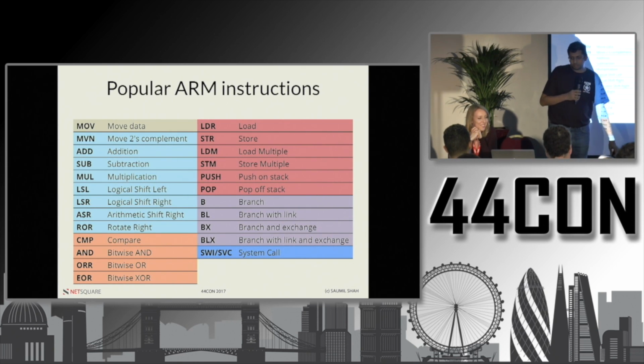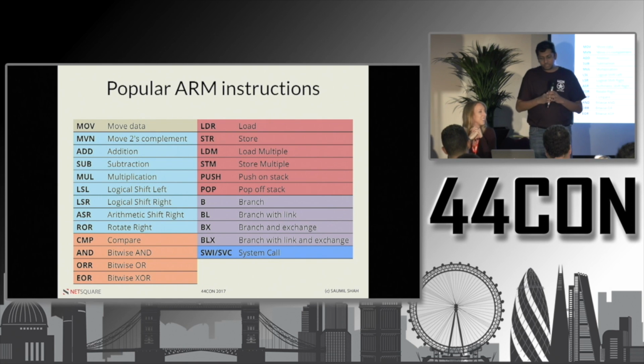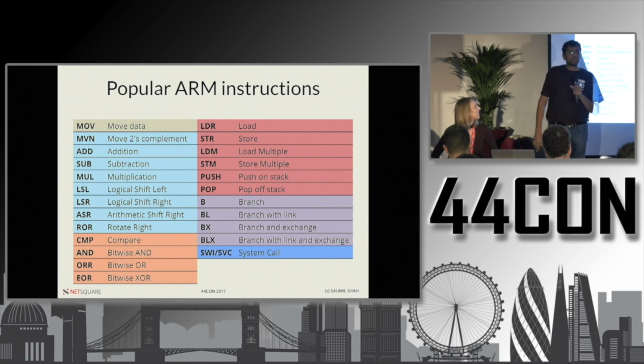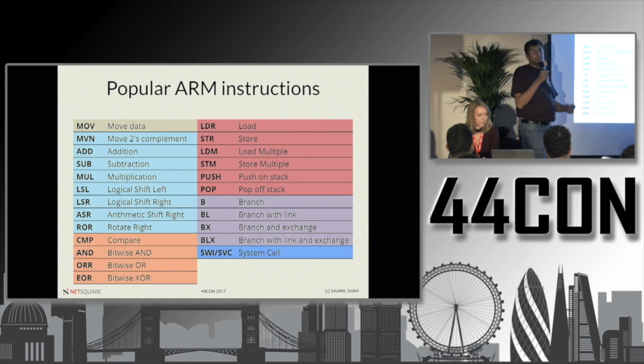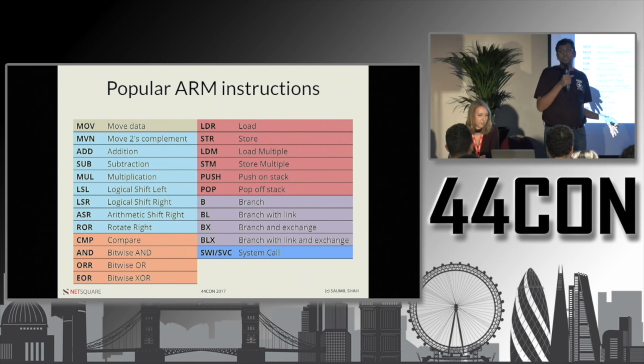Popular instructions. This is more or less all the instructions, or a large subset of it. We try to break them up into groups. So the main workhorse instruction is move, which is you load a value into a register or you move the contents of one register into another. Then all these blue ones are arithmetic instructions. MVN is like a negate instruction, you move a negative value. Add, subtract, multiply. There is no divide instruction.